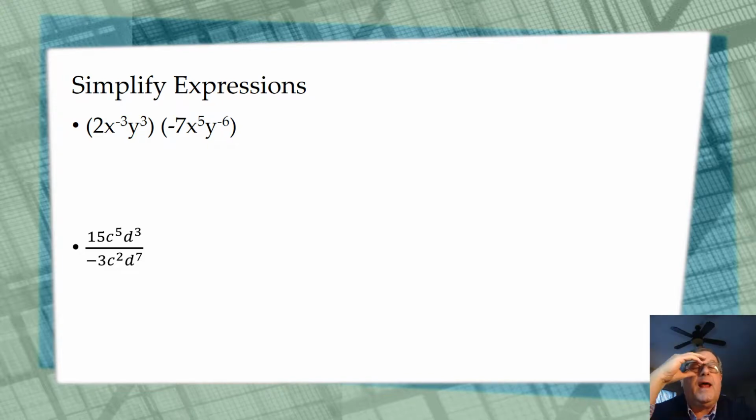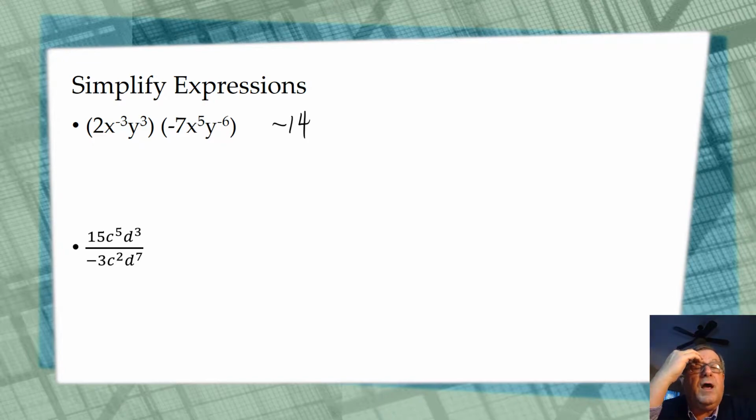Now, in this first example, we've got 2x raised to the power of negative 3 times y cubed, and all of that is times negative 7, x to the 5th, y to the negative 6. Well, we're going to take this step by step. Our first step here is to multiply 2 times negative 7. We're all pretty comfortable with that. 2 times negative 7 is negative 14.